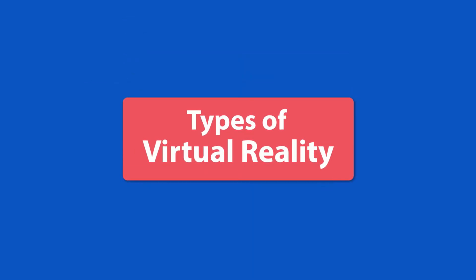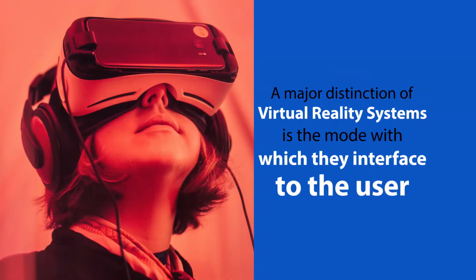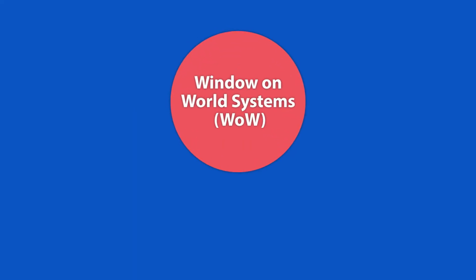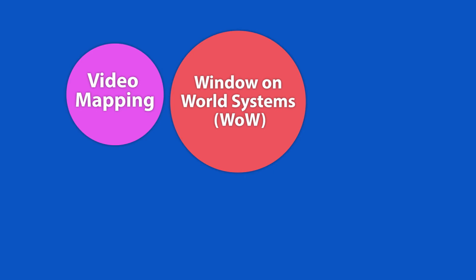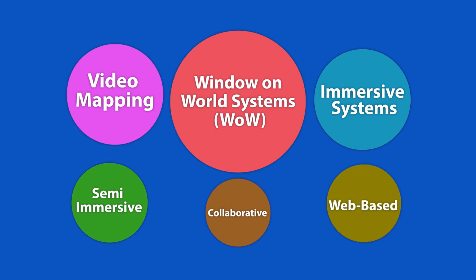Let us see the types of virtual reality. A major distinction of virtual reality systems is the mode with which they interface to the user. So, you can list a few virtual reality systems. The first one is window on world systems, you can call it WOW. Video mapping is another type. Then immersive systems, semi-immersive systems, collaborative systems, and web-based systems. Let us see what the basic differences are among these virtual reality systems.